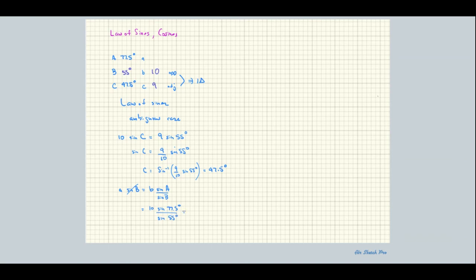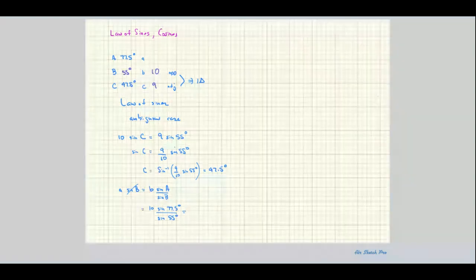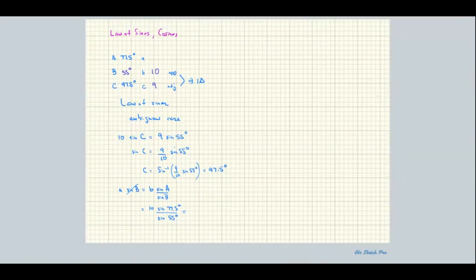Okay, and now let's calculate that. See what it says. 10 sine 77.5, close it. Whoops, I noticed a typo in my input, so I went back and fixed it. Sine 55. Okay, and people are saying 11.91, 11.92, and I'm saying 11.9.